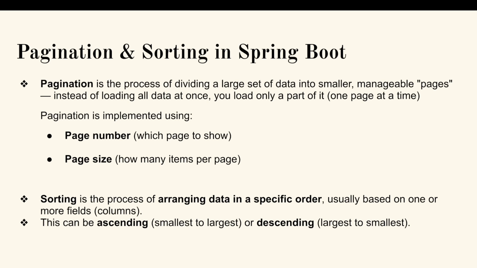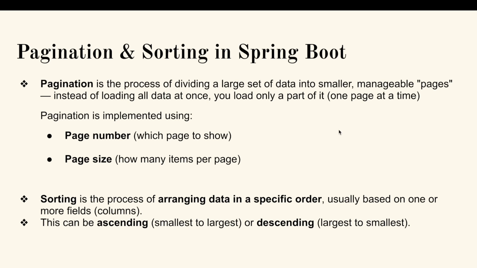And how we are going to implement this pagination is by using two parameters. The first parameter is page number and the second parameter is page size. Page number shows which page to show, and page size is the number of items per page. So how many records you want to fetch per page, that we will see in the demo. And the second concept here is sorting.